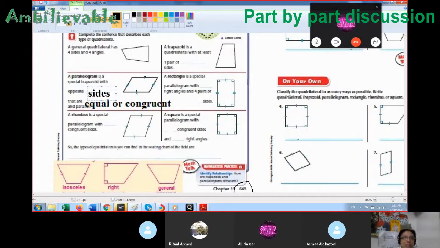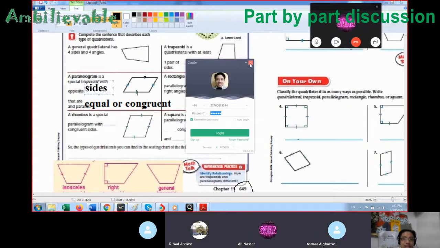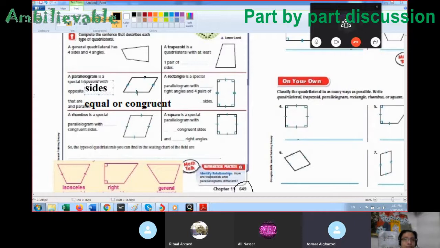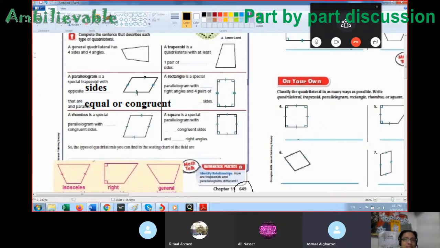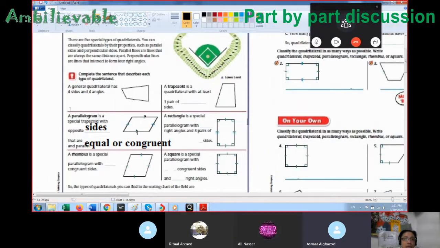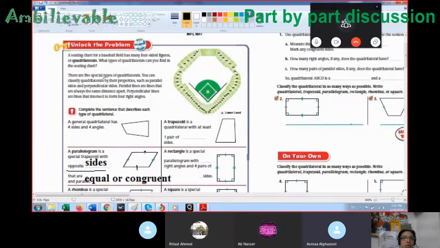It's too big. The words are too big. Can you see it? Yes. But Mr., this is the first one on the first line up. What do you write? The parallelogram. Opposite sides that are equal or congruent. Not this. Up. Where? Nothing. This is the first question.